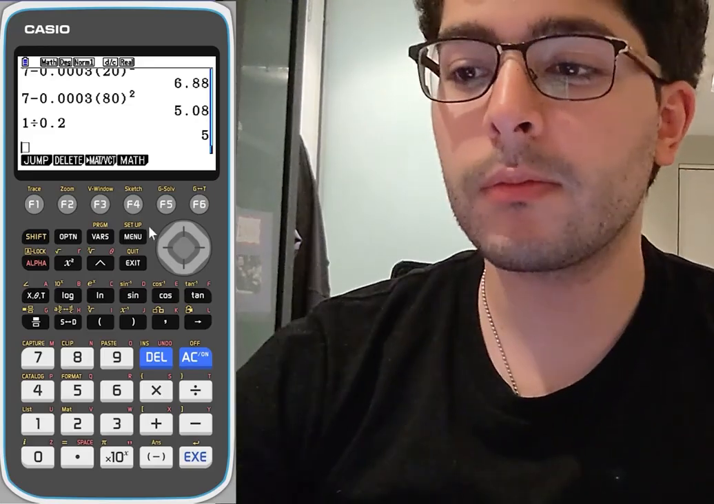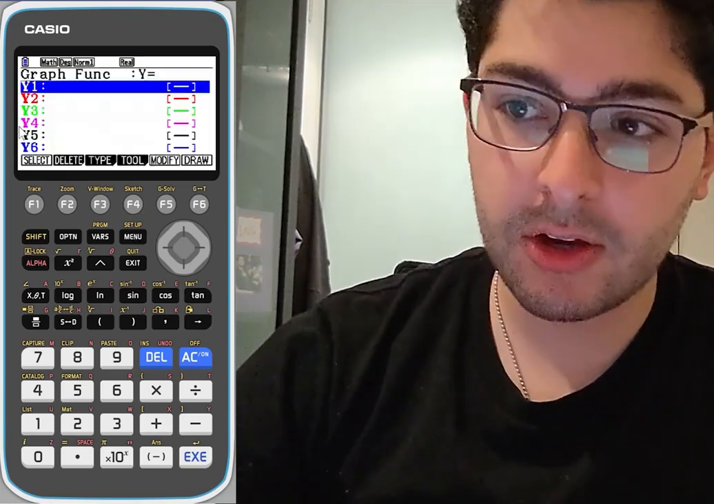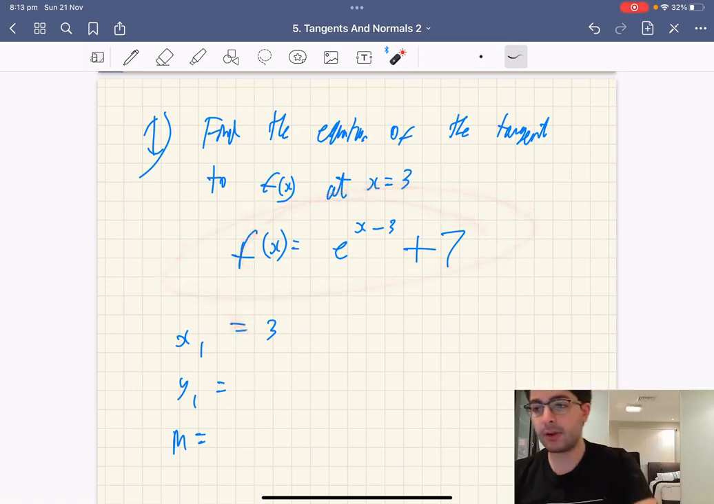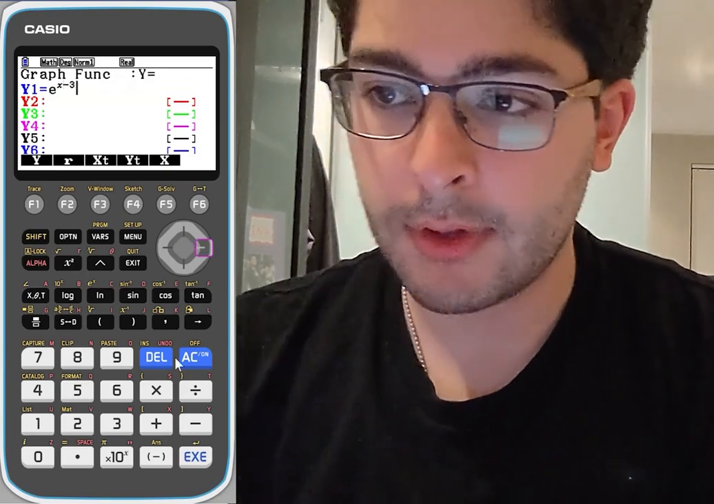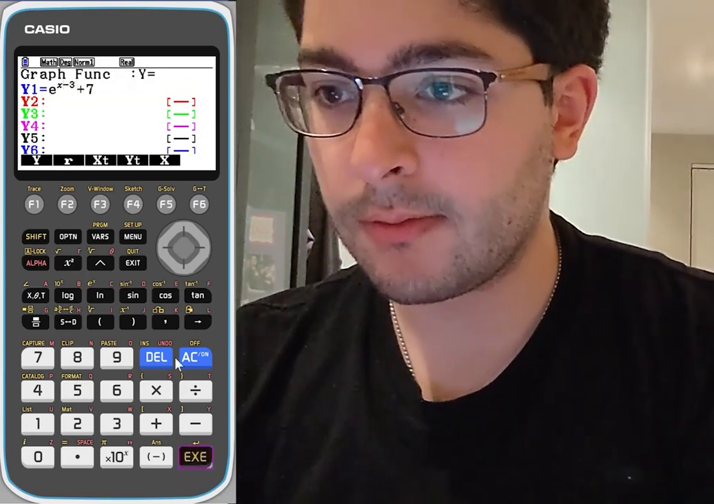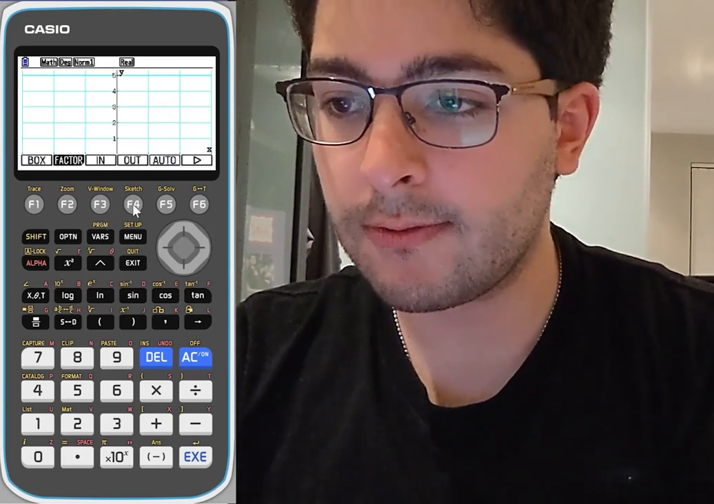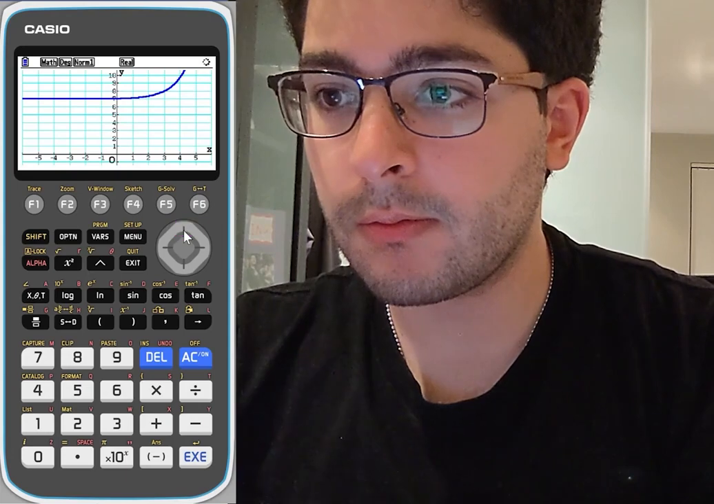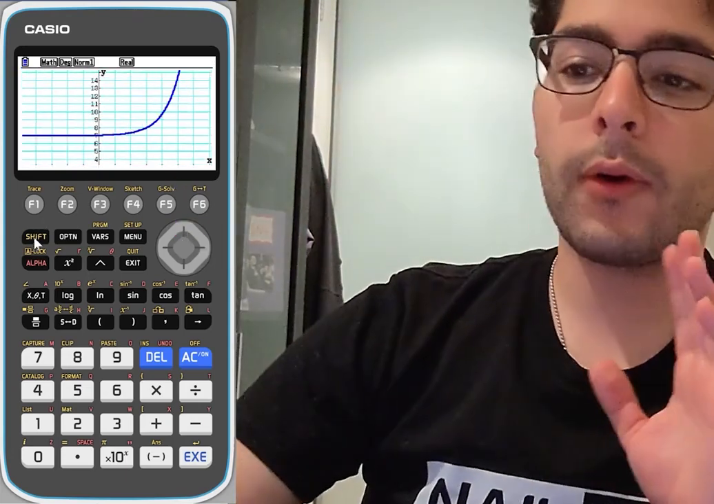What I'm going to do is go to menu, go to graph, and put the equation of f of x into the equation line. So we have e to the power of x minus 3 plus 7. I'm also going to fix up the V-window because that's clearly not enough to show everything. Yep, there we go. Move it up a bit. There we go.